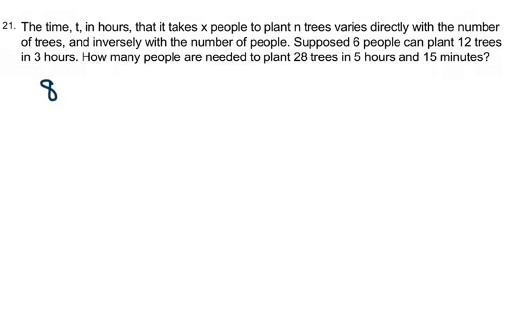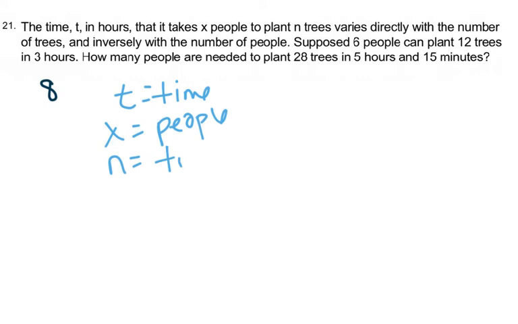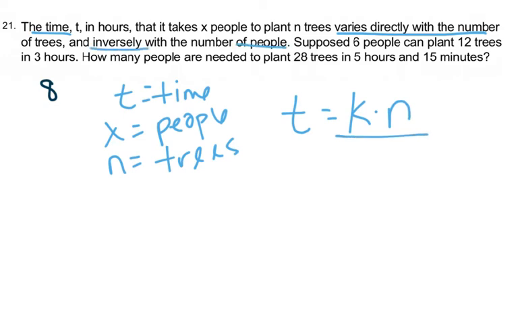Alright, this one's pretty hard. So the time t, so t equals time. X is people. And N is going to be trees. The time varies directly, so I'm going to multiply with the number of trees, that would be n, and inversely divide with the number of people, that's x.